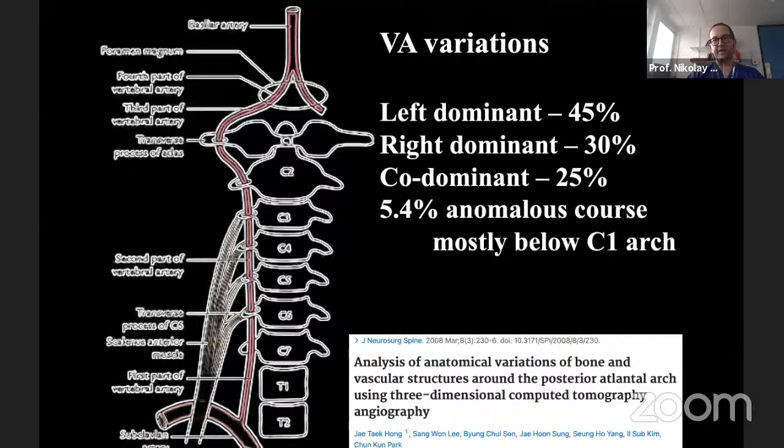A little bit about the variations of the vertebral artery. Nearly half of the vertebral arteries are dominant on the left-hand side. About a third is dominant on the right-hand side, and you have codominance in a quarter of the cases. About 5.4% of the vertebrals are anomalous in course, so you have to be very careful about that.